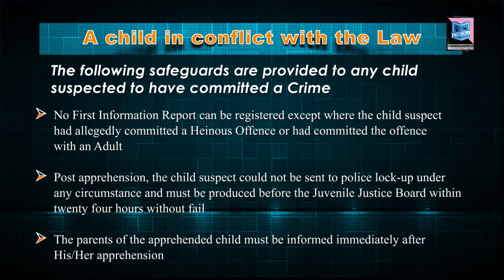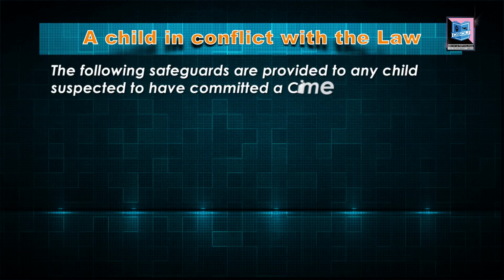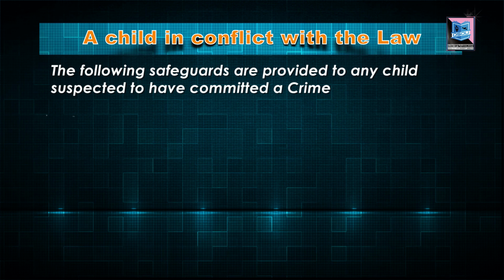Further, we need to keep in mind that post-apprehension, the child suspect must not be kept in a lockup, that is a police lockup. Further, the child under the Juvenile Justice Act of 2015 who is considered to have committed some crime must be produced before the Juvenile Justice Board within 24 hours without fail. Also, informing his or her parents immediately after his apprehension is a must. Further, bail to the child suspect is generally granted and is the norm.